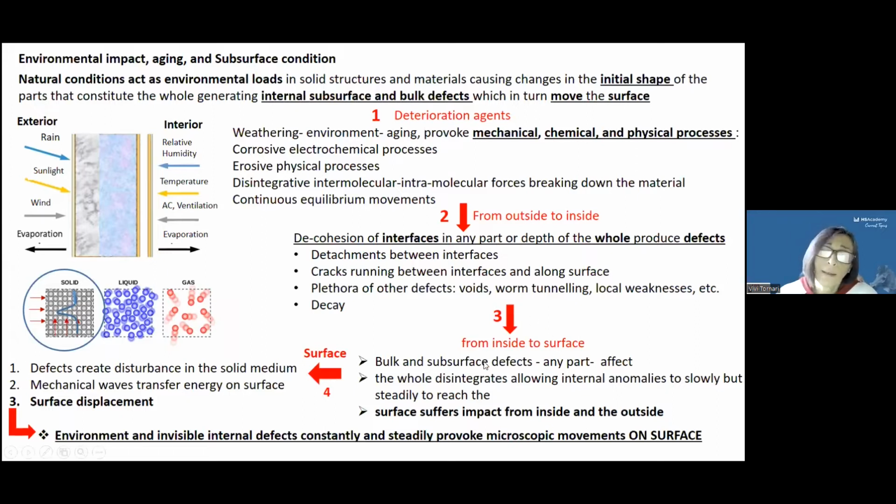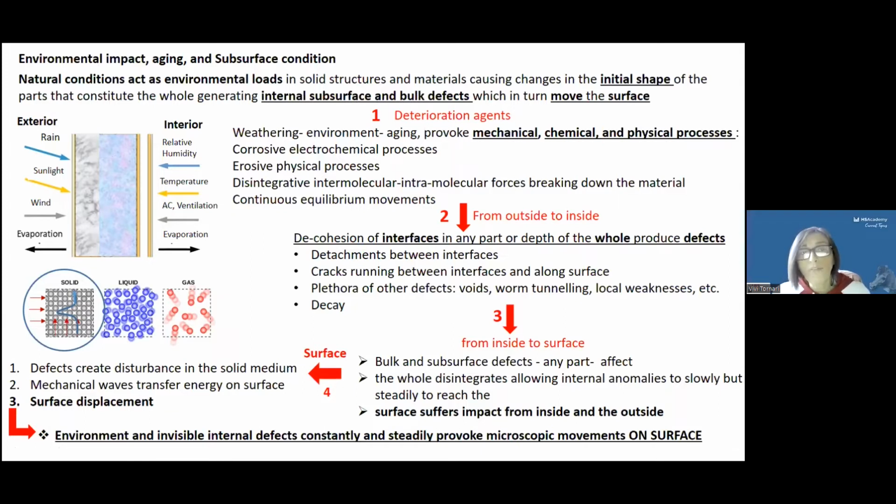And the importance when we speak about subsurface is to understand how the inside affects the surface, how the invisible, minor, small defects may affect the precious surface. Because through this process of deterioration, what exists inside is being affected. And by being affected, it is affecting the surface.